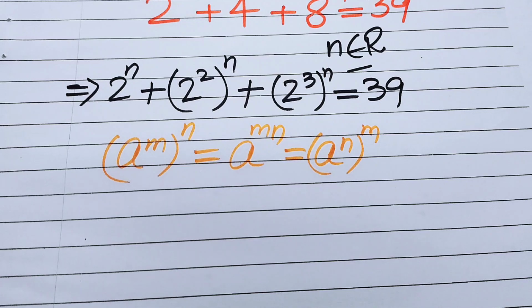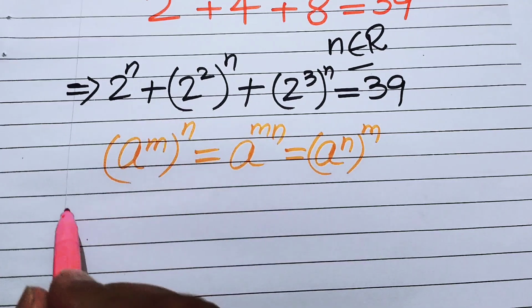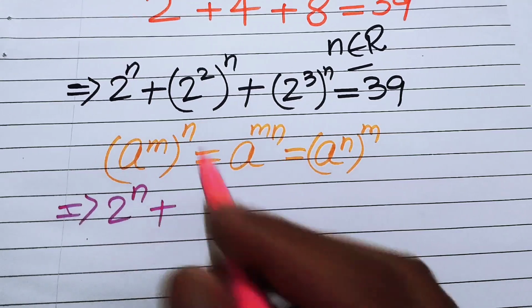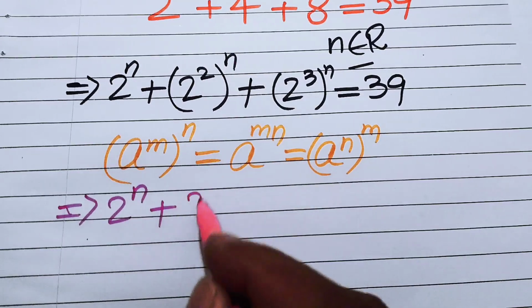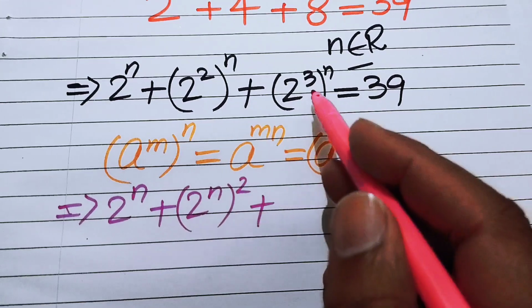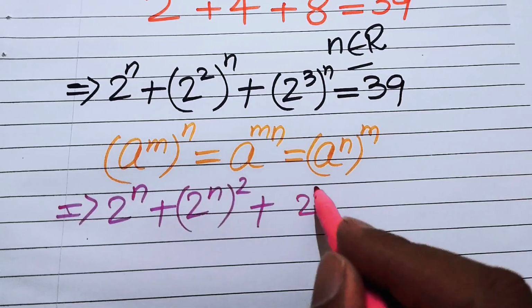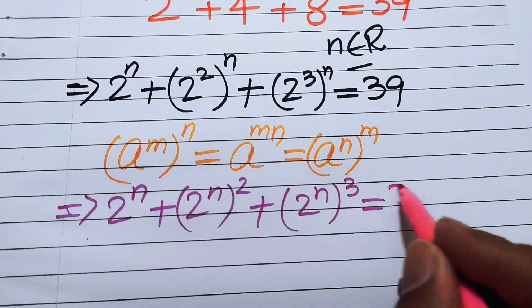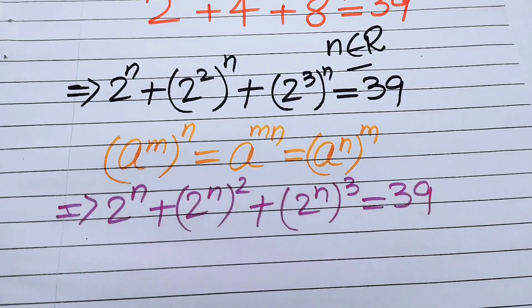So first we write this equation as 2 to the power of n plus, now we interchange these two exponents and we write 2 to the power of n and its whole square, plus again we interchange these two exponents and we write 2 to the power of n cubed equals 39.